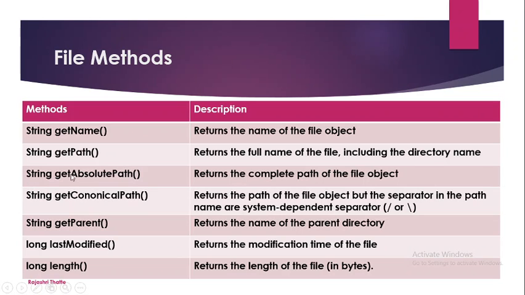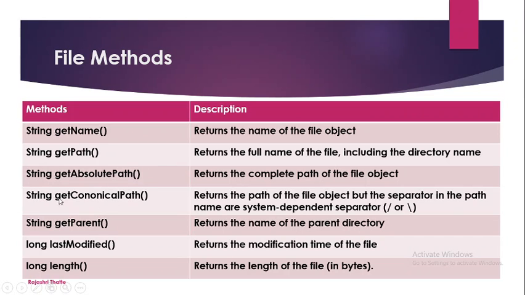String getAbsolutePath. Right from the drive up to our file name, I want to display the complete path. That path can be displayed by using the getAbsolutePath method. Everywhere here the return type is String, because the file name will definitely be a string, so the return type is String. The path will be a string, so the return type is String. The absolute path will also be a string, so here the return type is String. So getAbsolutePath returns the complete path of the file object.